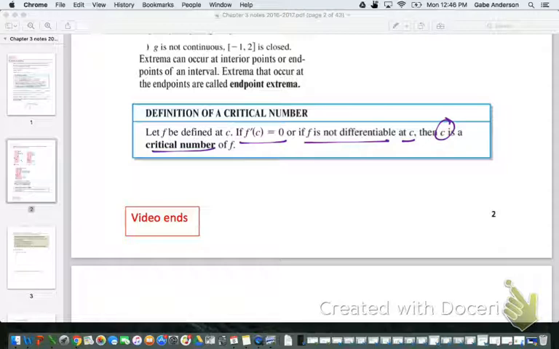Once again, that'll help us find minimums and maximums, and we'll use it for all kinds of other things as well, applications and so on.